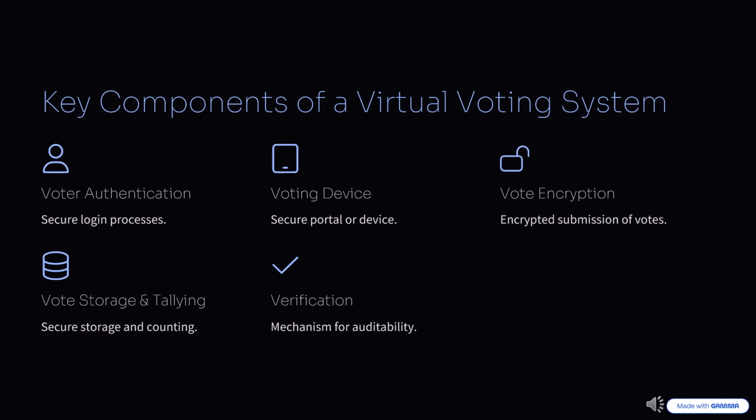Vote encryption. Once a vote is cast, it is immediately encrypted using public key cryptography, which makes it unreadable during transmission. Vote storage and tallying. Votes are stored in secure databases and counted using cryptographically verifiable methods. And the last one is verification. The system should allow voters or auditors to verify that votes were cast, stored, and counted correctly without compromising privacy.